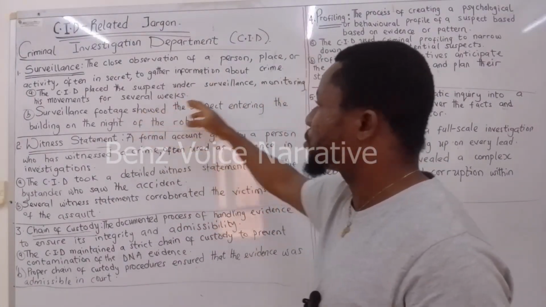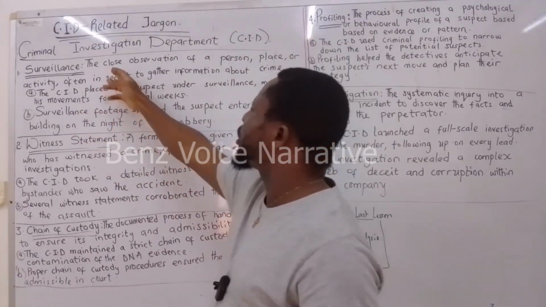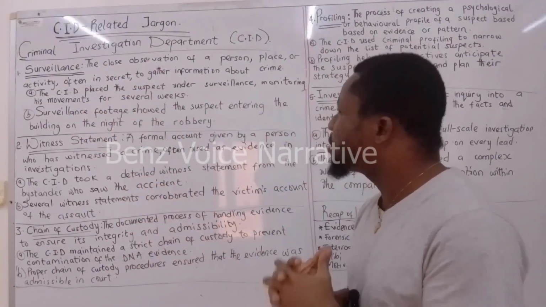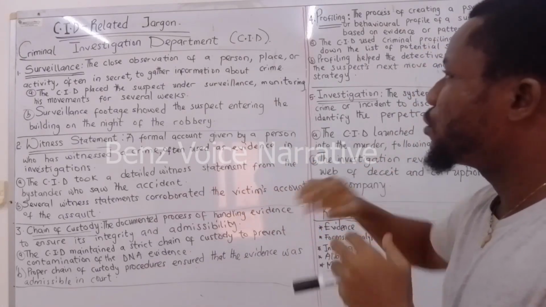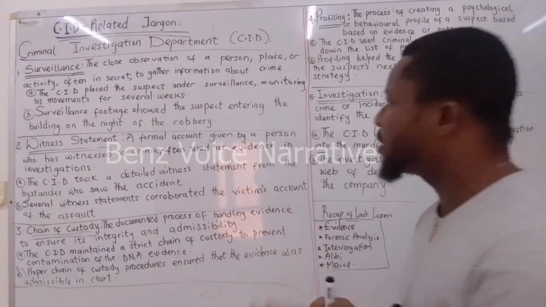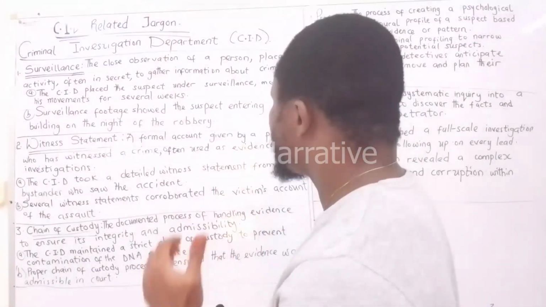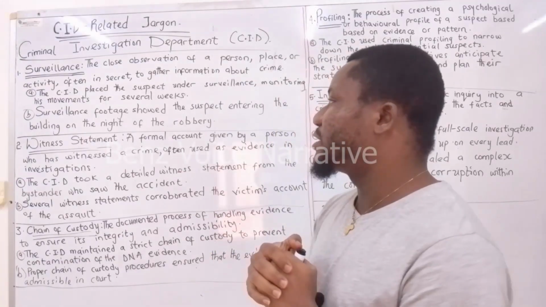So from these examples, I'm sure you've understood what surveillance is all about: it is the close monitoring of a person, a place or an activity, usually done in secret. It's not always done in the open. It's done in secret to gather information about the crime and the movement of the suspect. So that is what surveillance is.